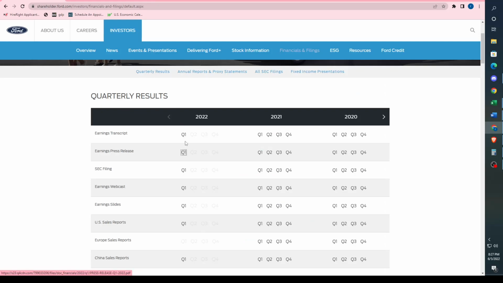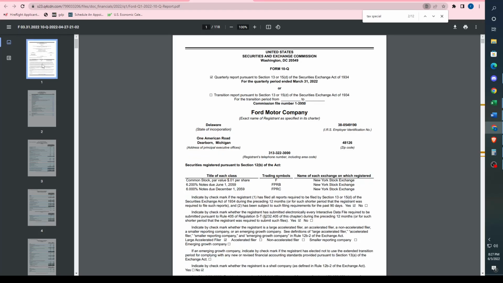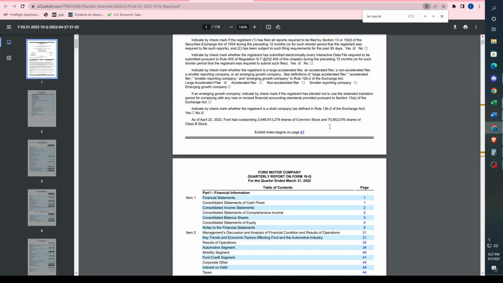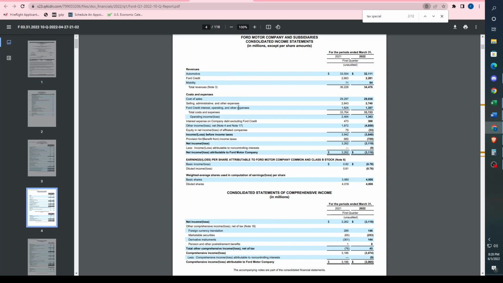So quarter one, we could go look in the SEC filings and we could just click this right here, but I already have it up here. So I could just go directly to page 1 and we could do the same thing for quarter 1. So for Q1, we could go look up the consolidated income statements, which is going to be on page 2. And then we could look for some big discrepancies here. So we're going to go line by line.